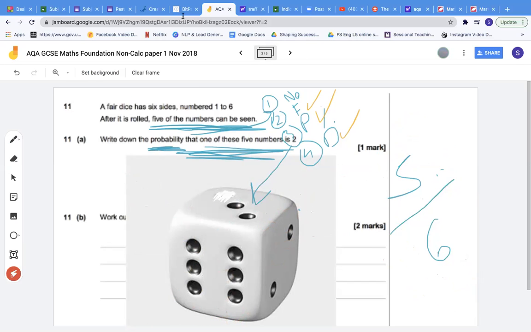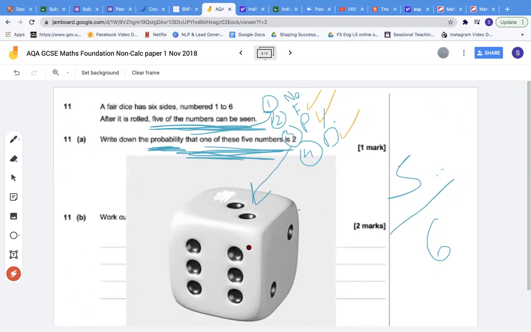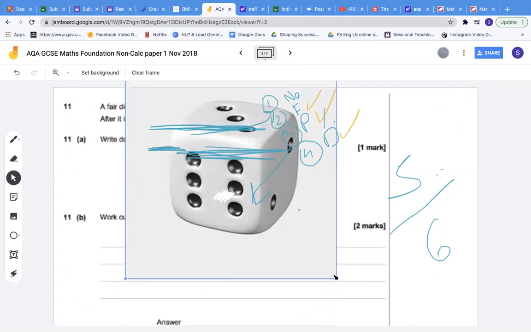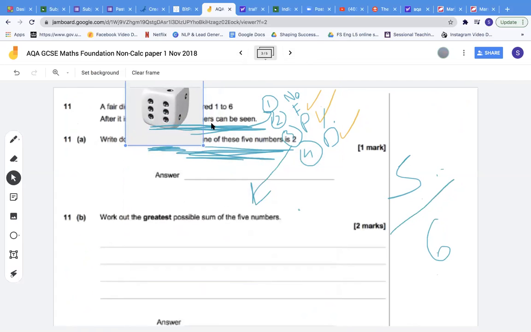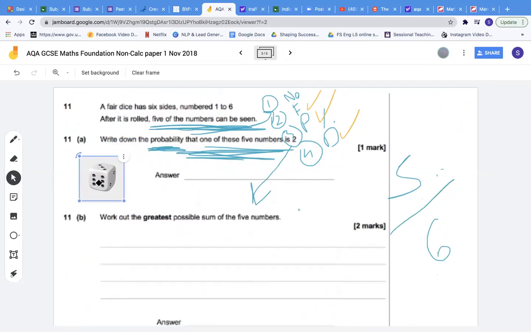Very good. Okay. Now, let's just take this picture and reduce it. Now, the question is saying, work out the greatest possible sum of the 5 numbers.